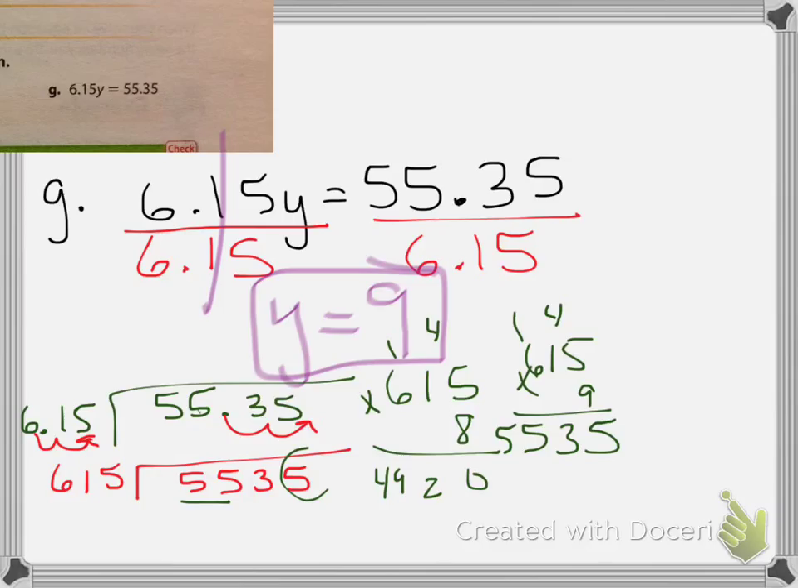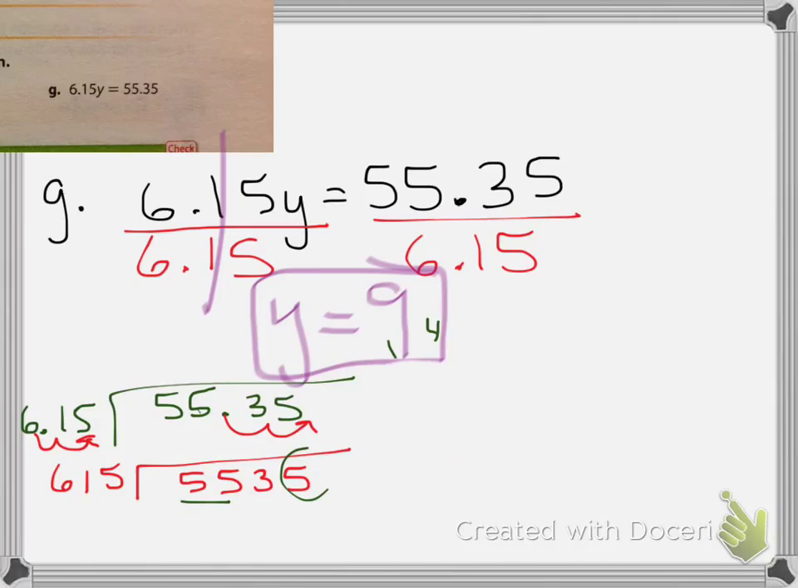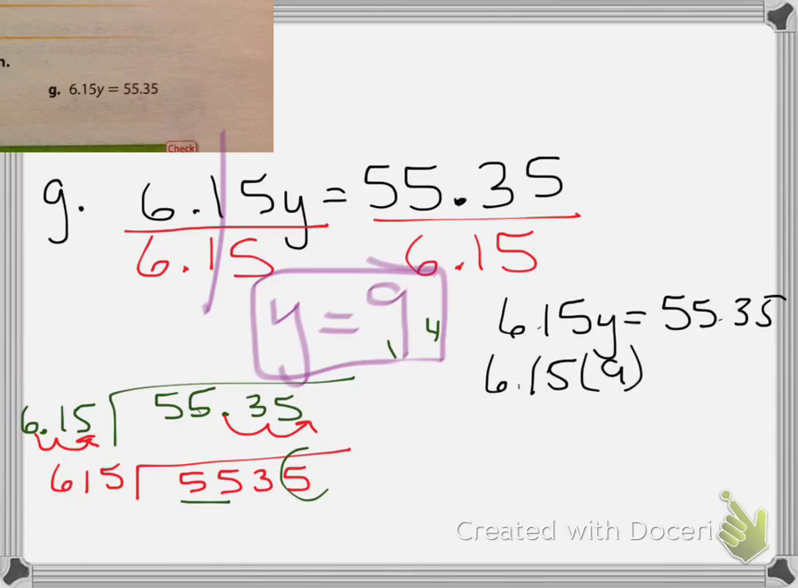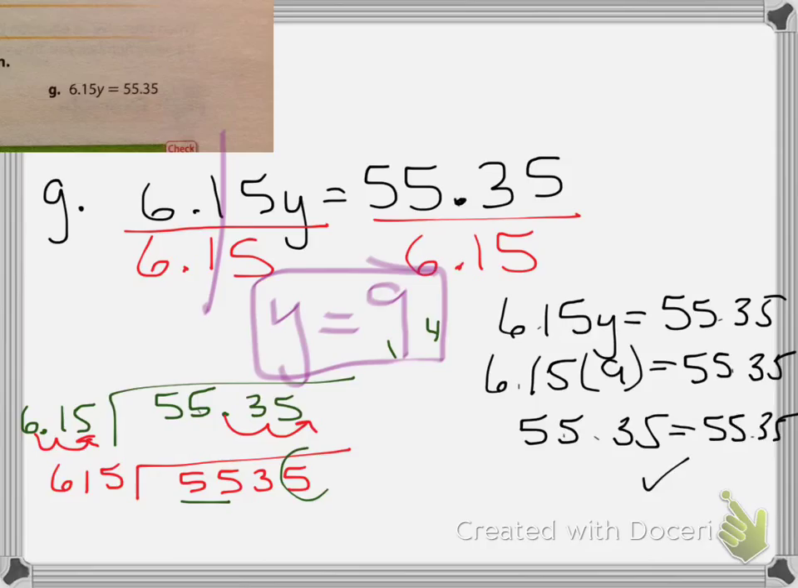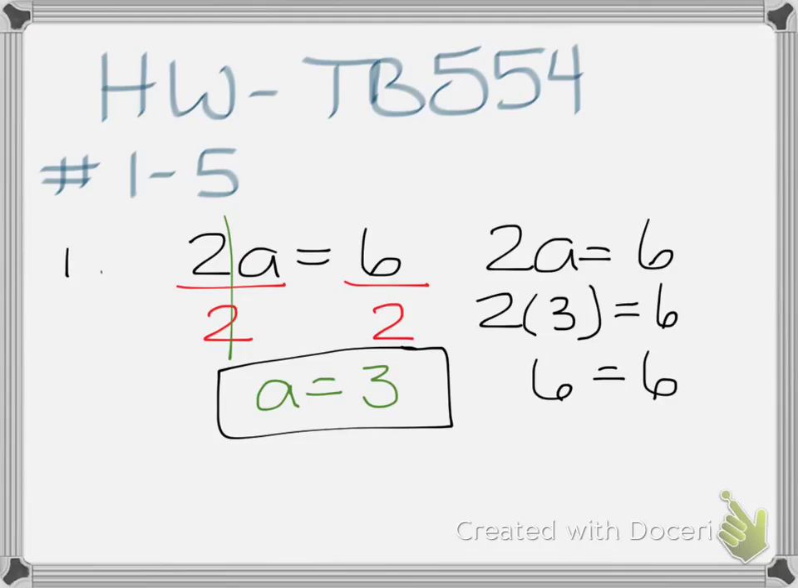Okay, I know that's a little messy out here off to the side. So let's go ahead and erase a little bit of this over here so that we can do our check. But you don't erase it on your paper; you want to keep it. So for the check out to the side, we're going to say 6.15y equals 55.35. 6.15 times 9 equals 55.35. And 55.35 equals 55.35. Check.